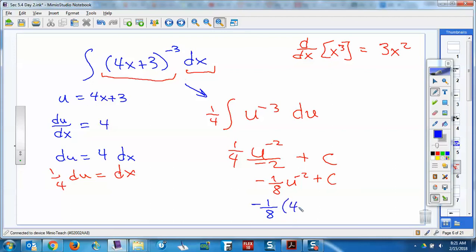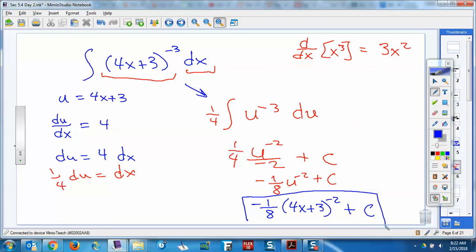All right, 4x plus 3 to the -2 plus c, right? Like that. All right, and now you're back in x's. Now, to be honest, for that one, I wouldn't expect you to go through all that, right? For this one, because there's just a 4 on the inside, don't you already know you're going to kick out a what? 1/4.